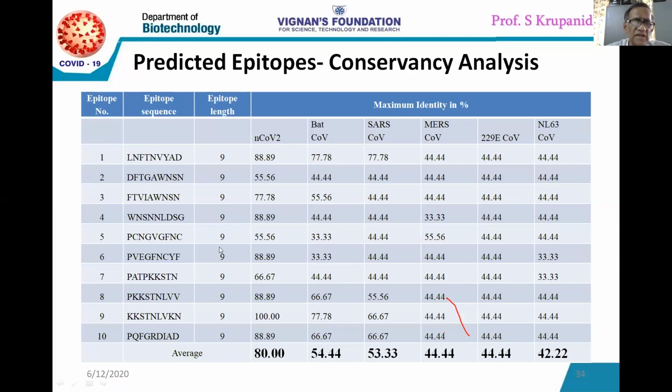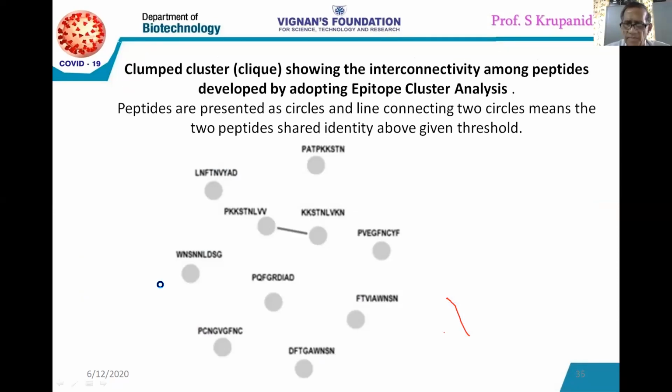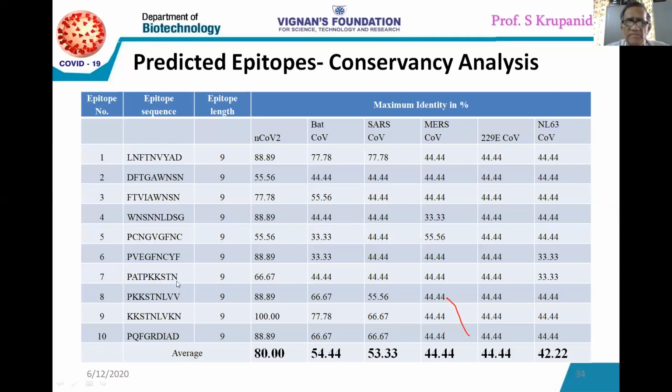So all these 10 epitopes that we have selected can constitute a multi-epitope vaccine. If you make this multi-epitope vaccine, it can suit well for this coronavirus infection, and it can also suit well for the future, if at all any SARS reappears.